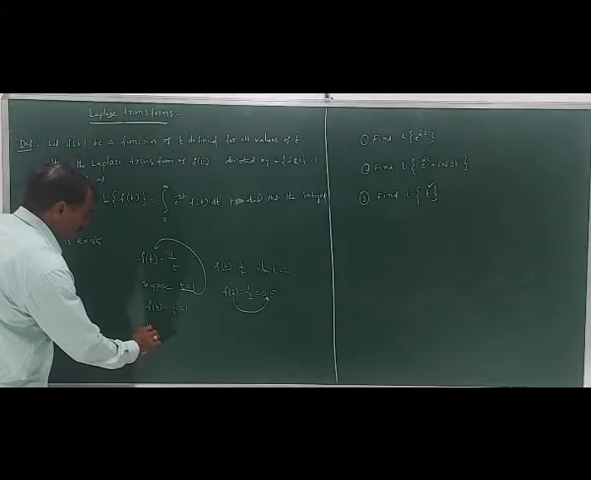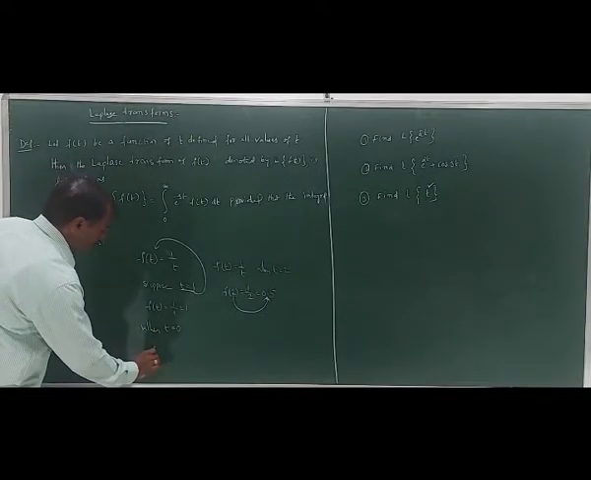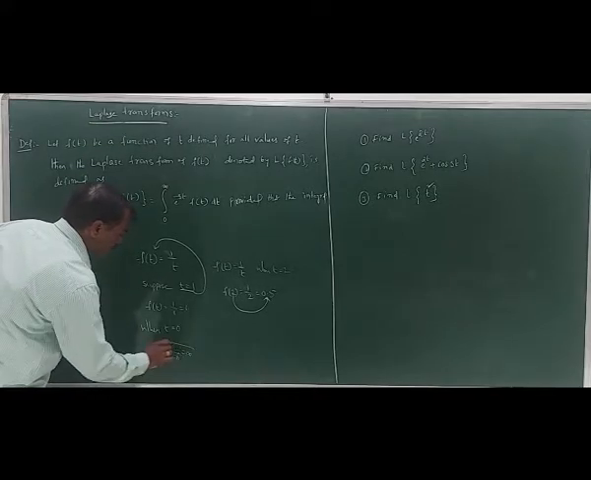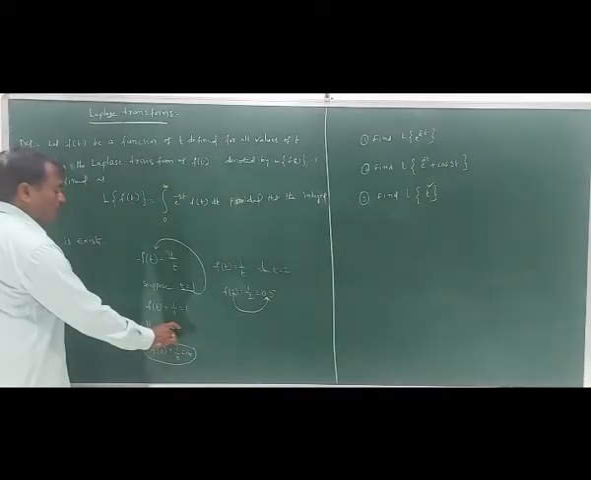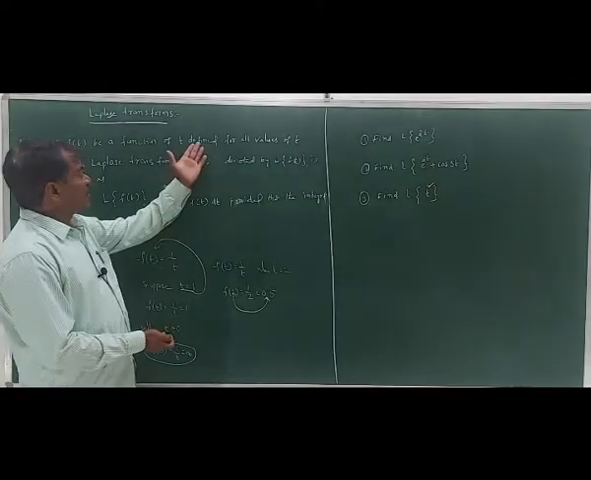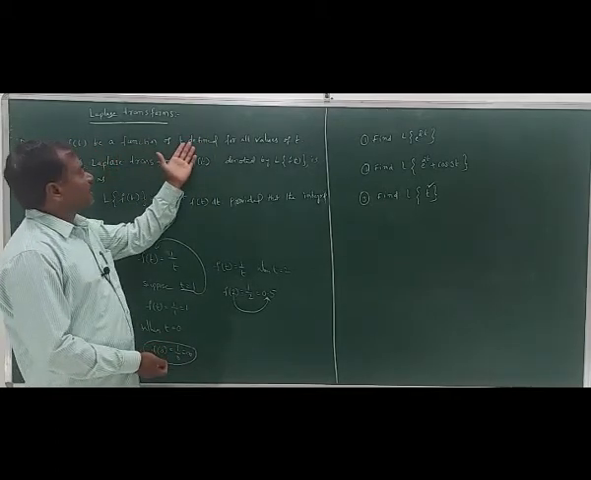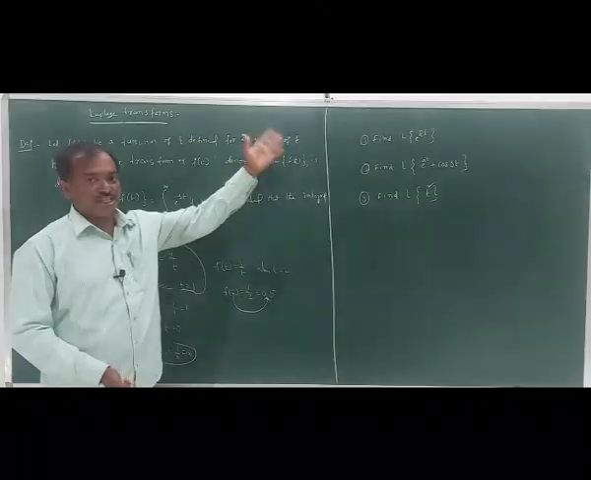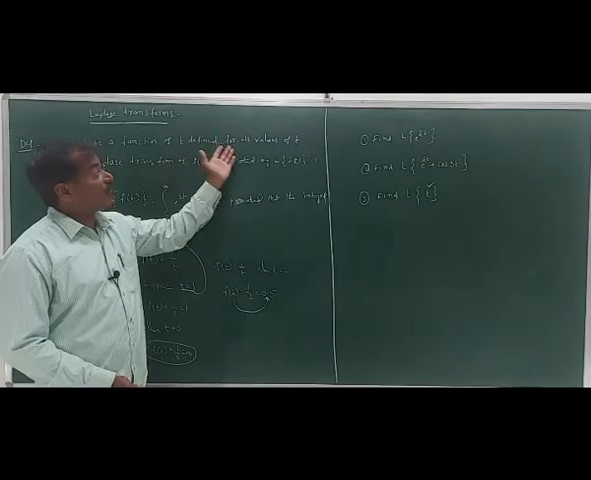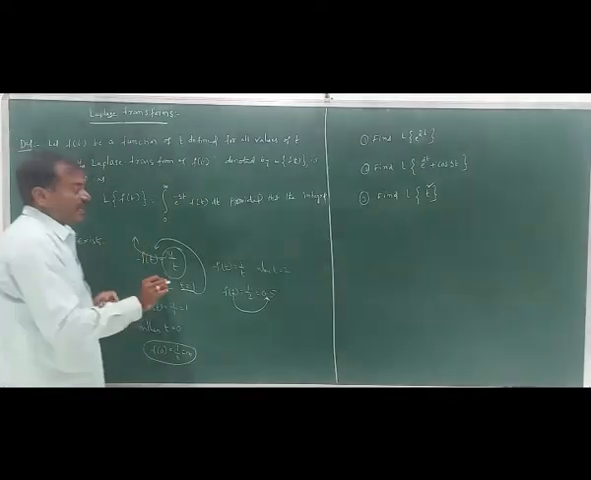When t equal to 0, what happens? f of 0 equal to 1 by 0, which is undefined. When t equal to 0, the given function is undefined. So this is the meaning of defined, where f of t is a function of t defined for all values of t. Here we are taking f of t which is defined for all values of t, so we are not taking this function in this case.